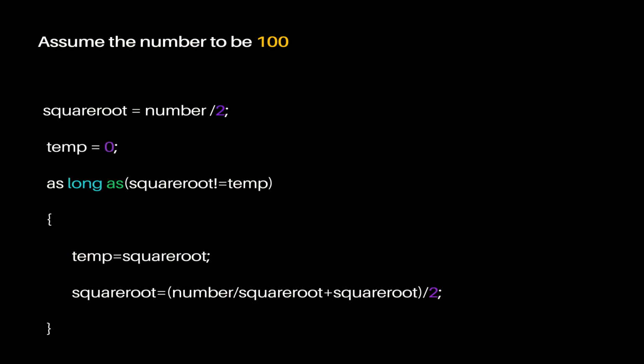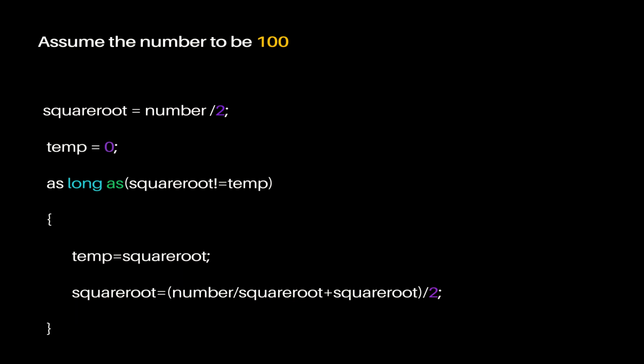Let us see how the above pseudocode can be used to find the square root. Assume that the number is 100. In the pseudocode, we can see that there are three variables. One variable is square root, second variable is temp, and the third variable is number. Assuming all the three variables to be of type integer, we know that if any variable is of integer, 2 bytes of memory would be allocated to them.